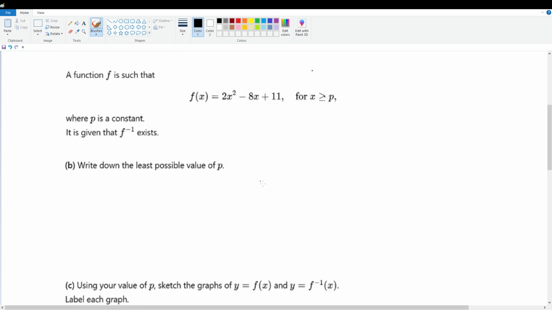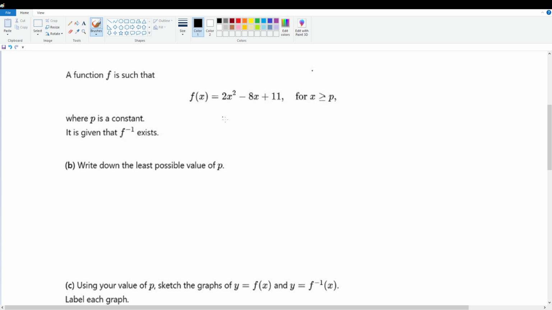Here we have question part B, and given the information that a function f is such that f(x) is equal to the previous quadratic expression that we have handled, that is 2x squared minus 8x plus 11, for the domain x is greater than or equal to p, where p is a constant. And you need to know that this domain can exist if the inverse of this function also exists. So the first thing that you need to do in this question is find the inverse of this function.